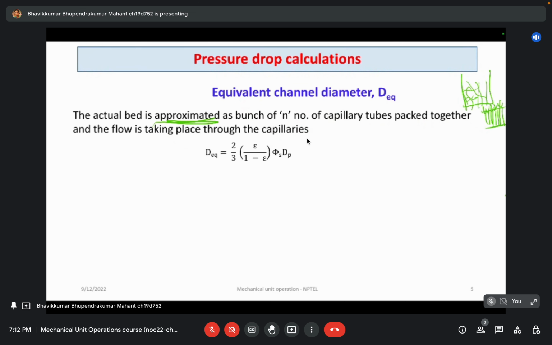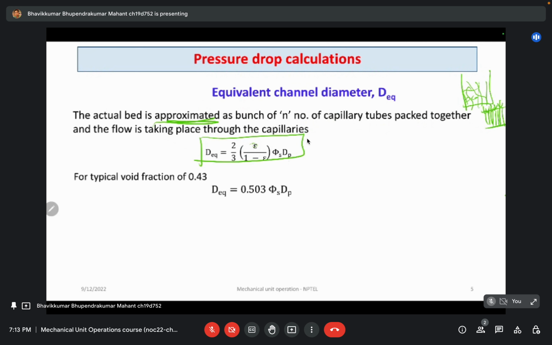Now, here I just denote the equation of the equivalent diameter. So D equivalent is equal to 2 by 3 multiplied by epsilon, the void fraction, divided by 1 minus epsilon, that is 1 minus the void fraction, multiplied by phi s, the sphericity, into the particle diameter dp.